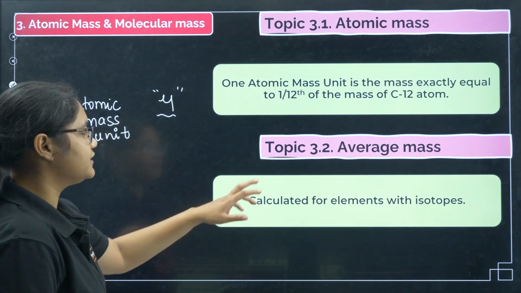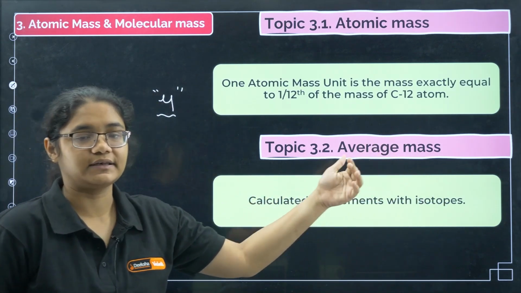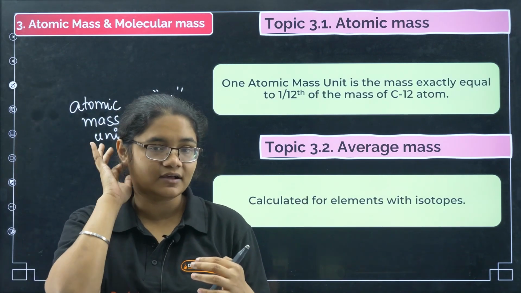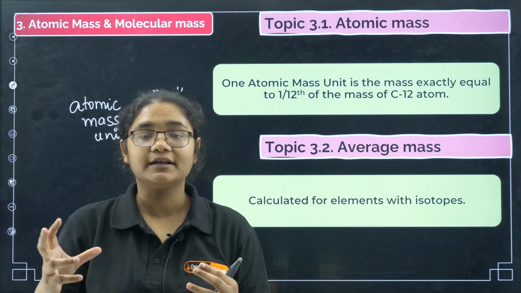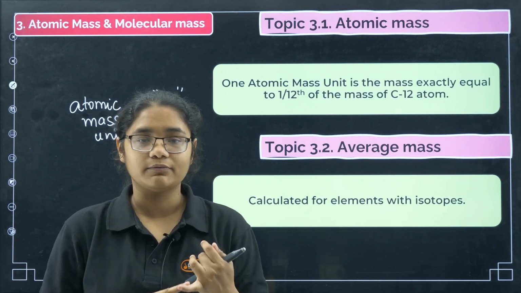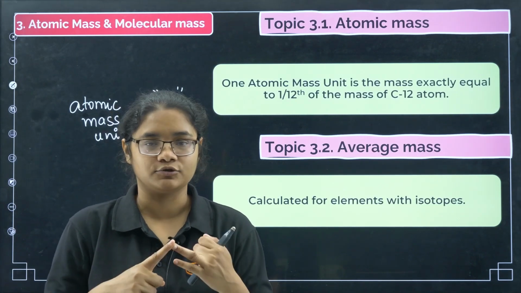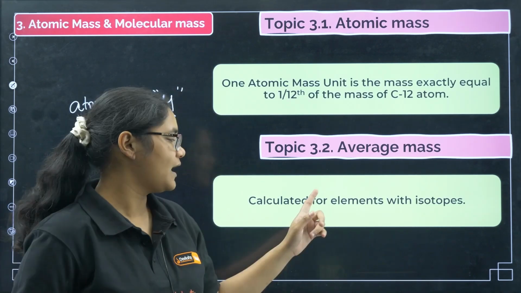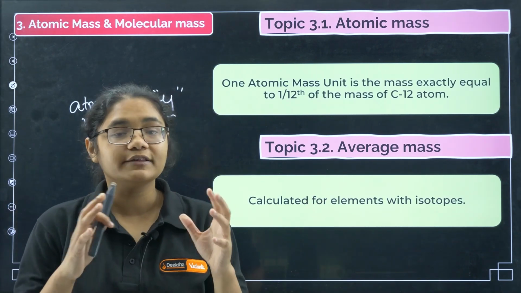Now, average atomic mass: what is the need for it? In the structure of atom chapter we studied that certain elements can exist in the form of isotopes. Carbon 12 is present, and carbon 13 is also present. So what is the actual mass of carbon? In that case, we calculate the average atomic mass of all the isotopes.